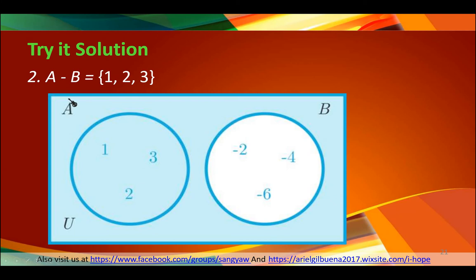So, ito naman yung isa. Yung A minus B. So, ano ba yung katapat ng B? So, meron tayong negative 2, negative 4, negative 6. Ano yung katapat niya? Ito po. 1, 2, and 3. So, ito yung sagot. 1, 2, 3. Laging tatandaan kapag hinahanap yung difference ng A minus B, ang lagi natin titingnan ay yung pangalawa. Para makuha natin yung sagot.